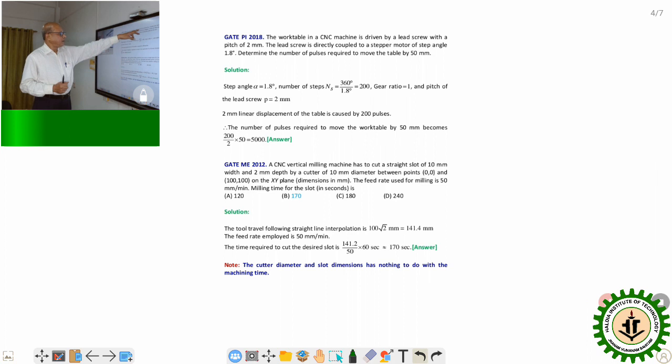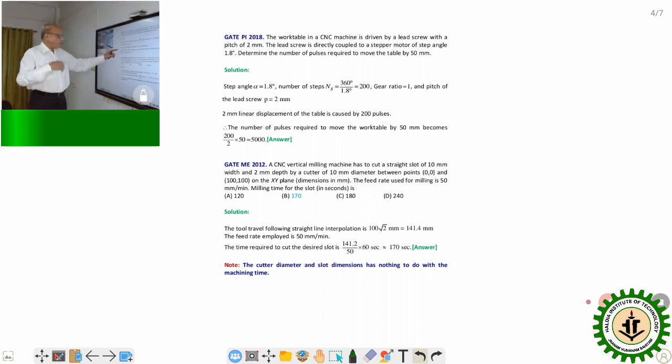It is told that the work table is driven by a lead screw with a pitch of 2 mm, and this screw is directly coupled to the stepper motor. So there is no gear in between. So the gear ratio will be 1. That is, RG is 1, and the pitch is given as 2 mm.